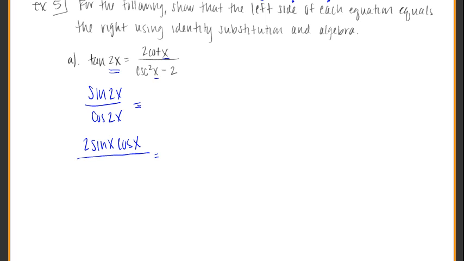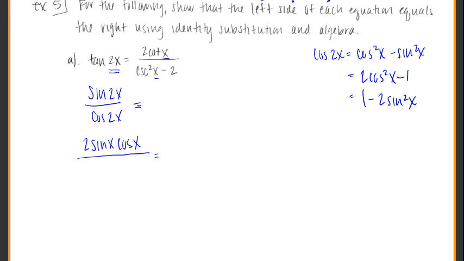The big question is, what are we going to do with the denominator? Because with the denominator, we have 3 options, so let me write them out. Cosine of 2x could either be cosine squared x minus sine squared x, it could be 2 cosine squared x minus 1, or it could be 1 minus 2 sine squared x. So which one do we go with?